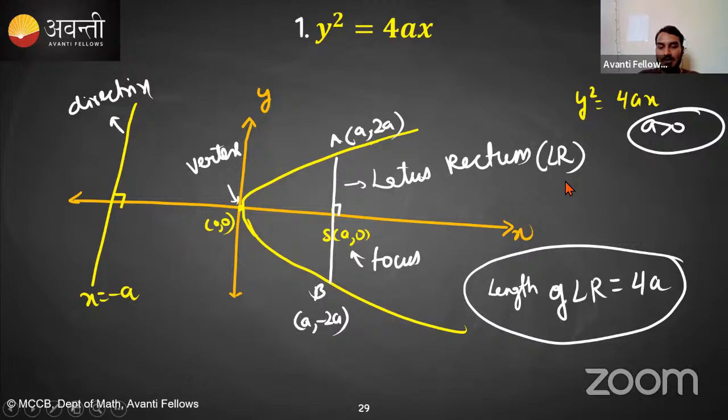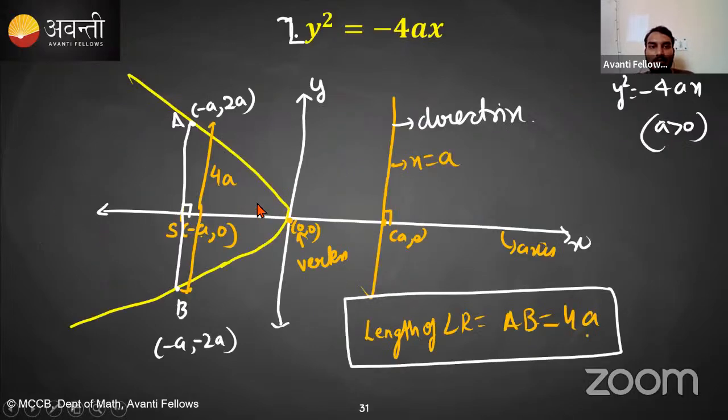Clear? So y square equal to 4ax: here the square is on y, so the axis will be the x-axis, right? Focus is (a, 0), directrix x equal to minus a, and the vertex? This point is the foot of perpendicular of the directrix on the axis, right? So vertex is (0, 0). Clear? Similarly, y square equal to minus 4ax, the axis will be the x-axis, but negative this time because we have minus 4ax.